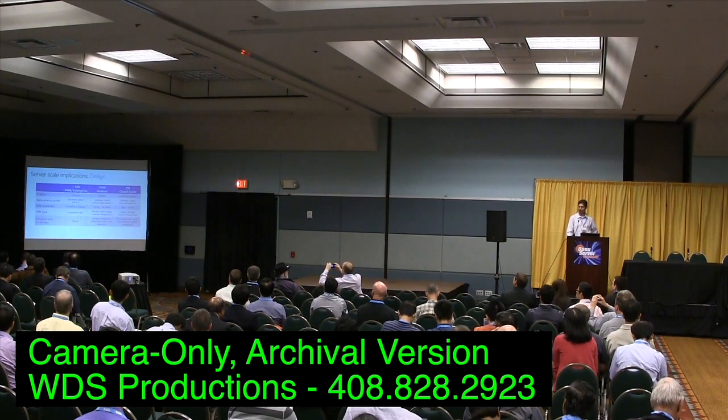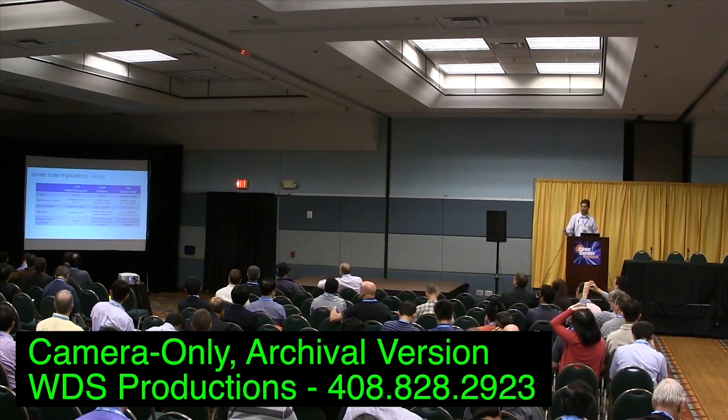One is for a small scale enterprise. Let's say they have 10,000 servers. The middle one is for a hosting provider, which might be around, let's say, 100,000 servers.